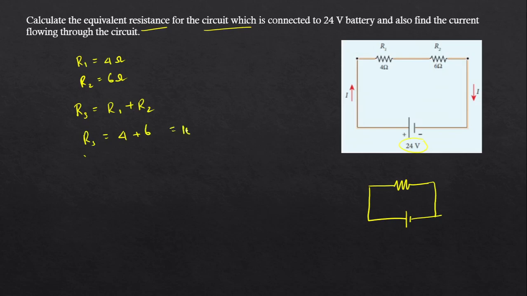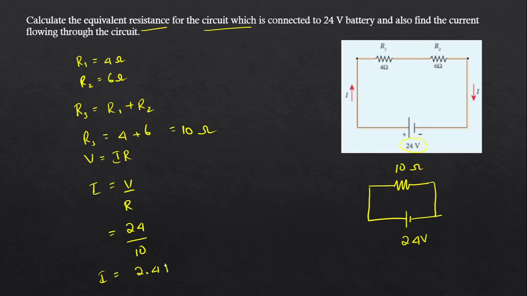So which is equal to 10 ohms. Now we know that the resistance offered is 10 ohms and the potential is 24 volts. If I want to calculate current, I can use Ohm's law. V equals IR. If I want to find current, it can be written as V divided by R. So V is 24 volts and resistance is 10 ohms. So current will be equal to 2.4 amperes. The SI unit of current is amperes.